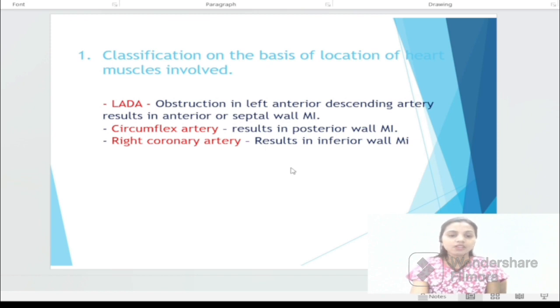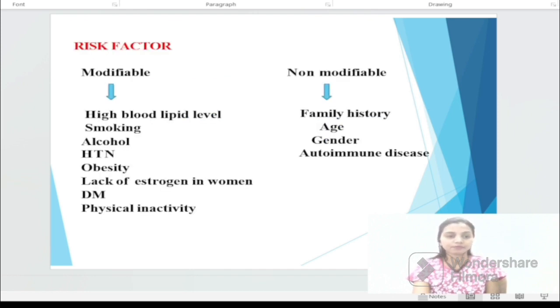Okay, so this is all about the classification of myocardial infarction, which differs based on the areas, location, or muscles of the heart involved. So this is all about the classifications of myocardial infarctions. Next we will discuss the risk factors. What could be the risk factors of myocardial infarction?